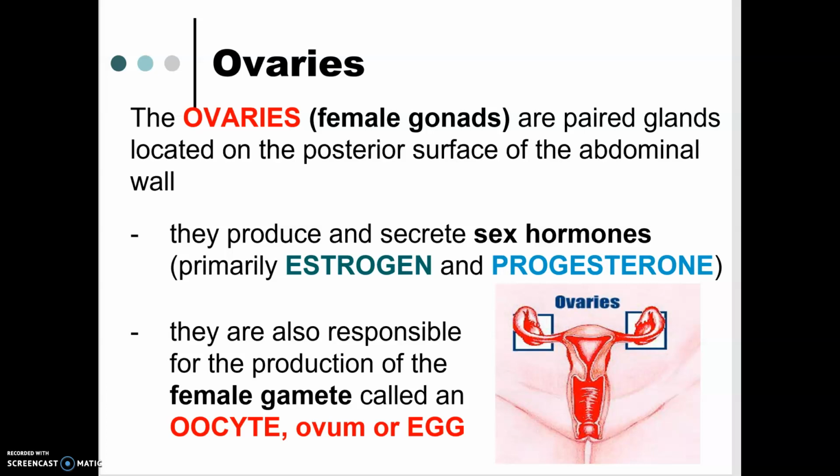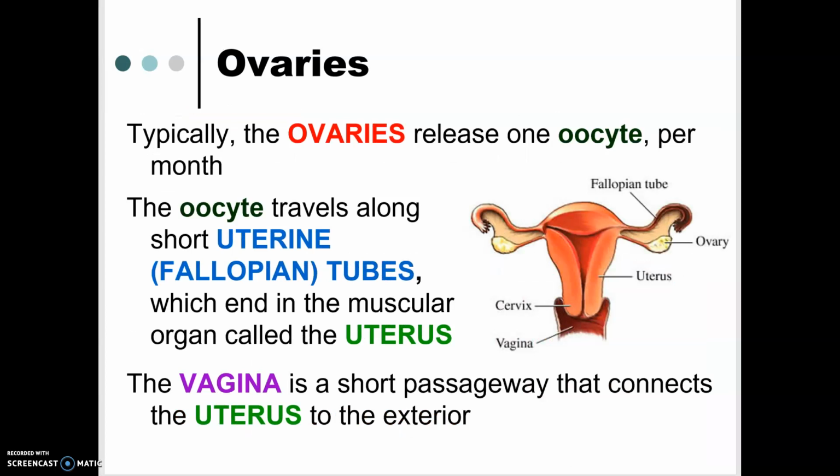Ovaries are also responsible for the production of the female gamete. So often you'll hear it called an egg, an oocyte, or an ovum. Those are all going to be the female gamete, which is going to be the egg.